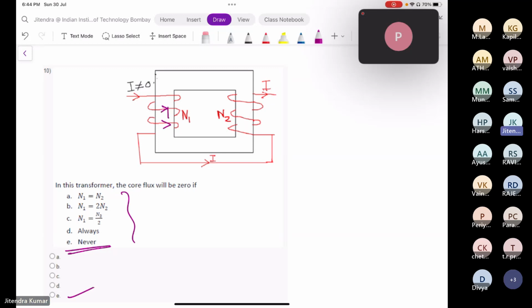N1I1 drives flux in this manner, and because of N2I2, flux will go in this manner. Whatever the number of turns, there will always be some finite flux, since the current is not equal to 0, as already mentioned. If the current had been 0, then the core flux might become 0, but here the current is non-zero, so there is no chance that it will be 0. So we always have the flux flowing in the clockwise direction. So option A is correct.